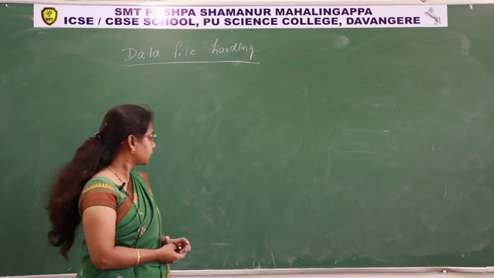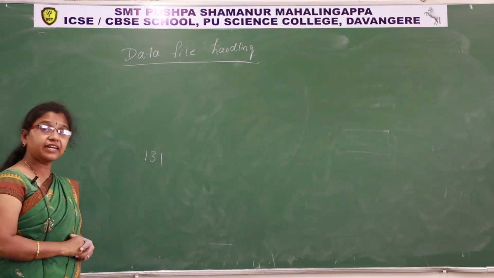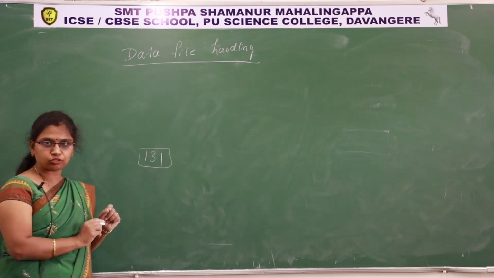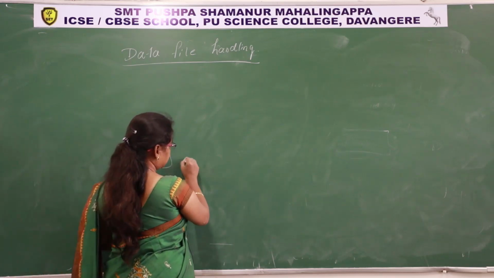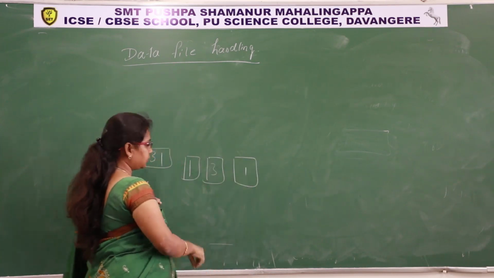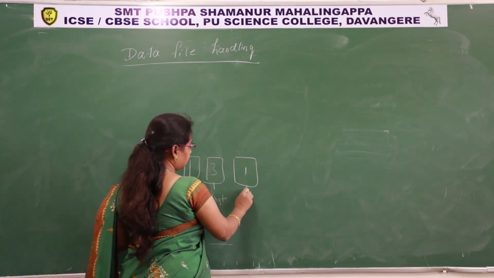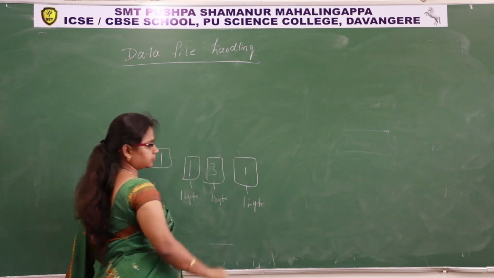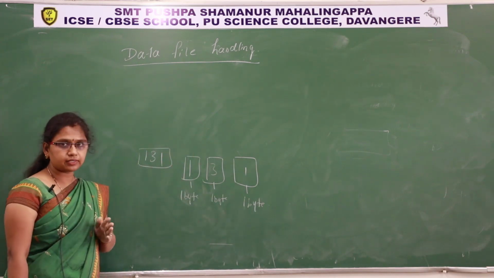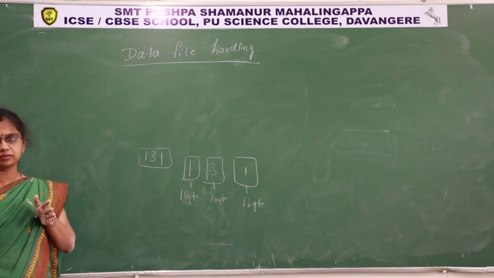For example, if you store 131 in a text file, how does it store? How is 131 stored in a text file? 1 is a character, 3 is a character, again 1 is a character. 1 byte, 1 byte, 1 byte. It gets stored like this. Right now what you need to understand: what is the purpose of files first? To store the data permanently, isn't it?